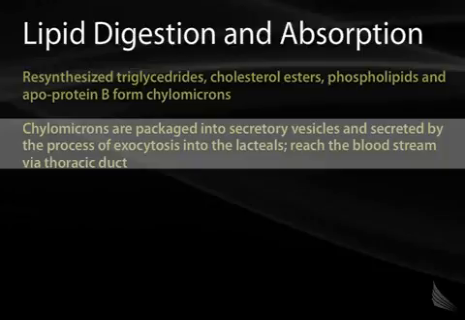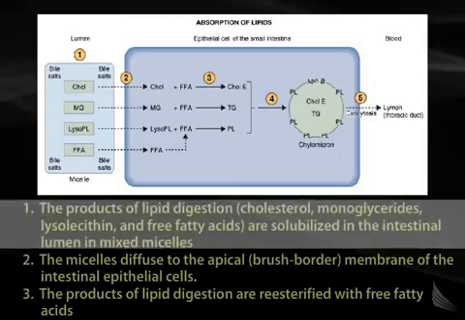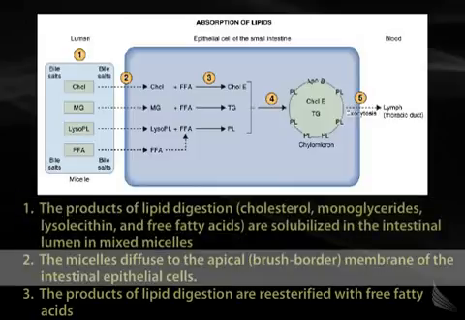So the next diagram just shows an overview of what happens with absorption of lipids. Number 1, products of lipid digestion, namely the cholesterols, monoglycerides, lysolecithin, and free fatty acids, are solubilized in the intestinal lumen in mixed micelles. These micelles are present because of the presence of bile salts, which are present at a limit beyond which critical micelle concentration takes place. The micelles will then diffuse over to the apical brush border of the intestinal epithelial cells.